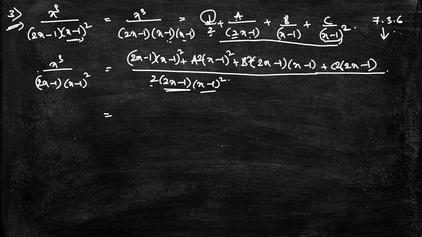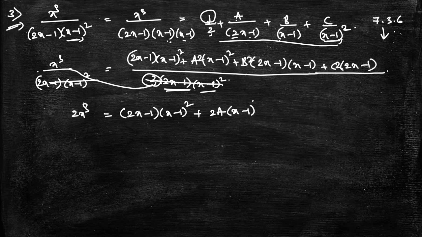After this the denominator gets cancelled, and the other 2 comes to this side, so it becomes 2x cube into, so this total equation: 2x minus 1 into x minus 1 whole square plus 2a into x minus 1 whole square plus 2b into 2x minus 1 into x minus 1 plus 2c into 2x minus 1.